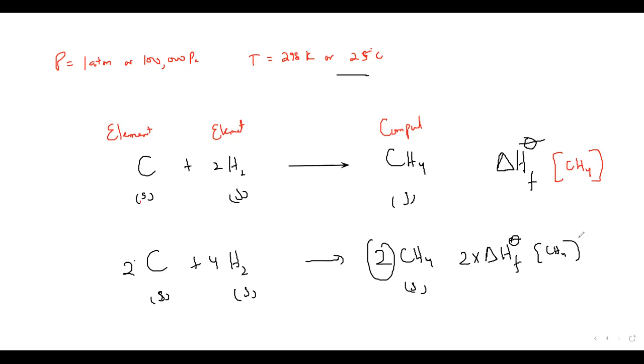Okay. Thank you, sir. According to the standard definition, when 1 mole of a compound is formed, but what will happen if 2 moles are formed? Then it will be twice the formation of methane. And this symbol is used to represent the standard condition. It's not about 1 or 2 moles, it is about the standard condition. If conditions are not standard, we don't use this. If conditions are standard, we will use this sign.